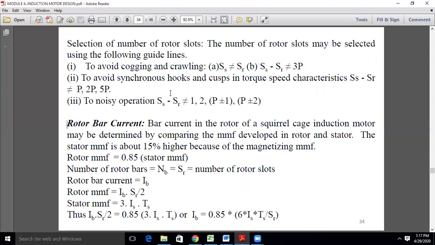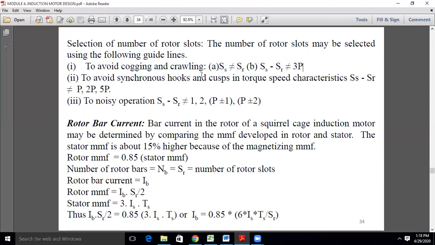Now, the selection of the number of rotor slots: how to select? The number of rotor slots may be selected using the following guidelines. Similar to the stator, there are some guidelines to select the rotor slots. To avoid cogging and crawling, the stator slots SS should not be equal to SR, and SS minus SR should not be equal to 3P. These are the basic considerations.